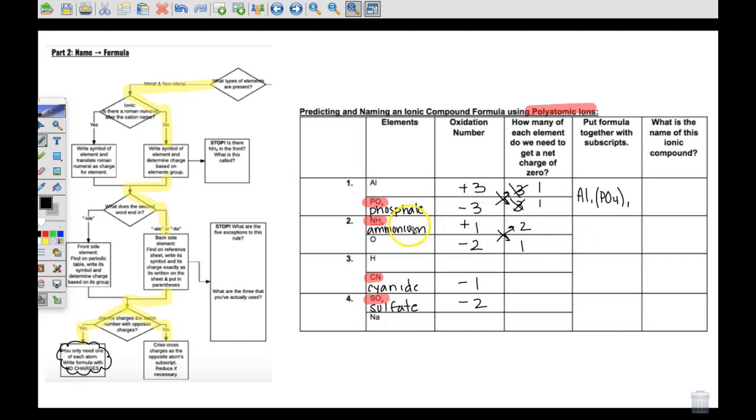So because ammonium is my positive cation, I'm going to put NH4 in parentheses because it's a group of atoms. Then I'll put a 2 on the outside because I need 2 of them. So this means I need 2 groups of ammonium. So then I have oxygen as my anion, and it has a 1 after it.